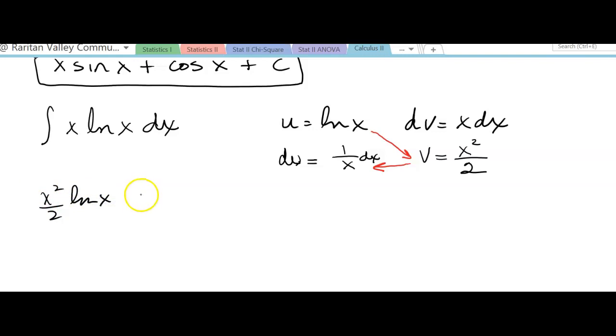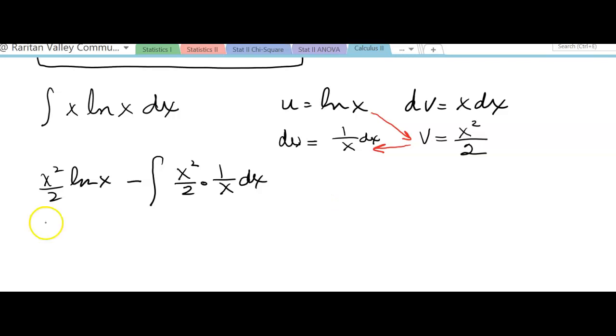And then minus the integral of x squared over 2 times 1 over x dx. You can integrate that. Let's clean it up a little bit. I'm going to write this as 1/2 x squared ln x. Doesn't matter how you write it. And clean this up to make it x over 2.